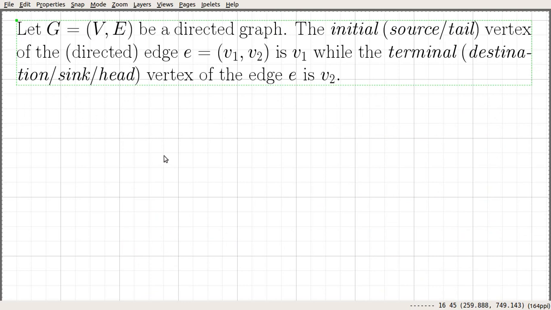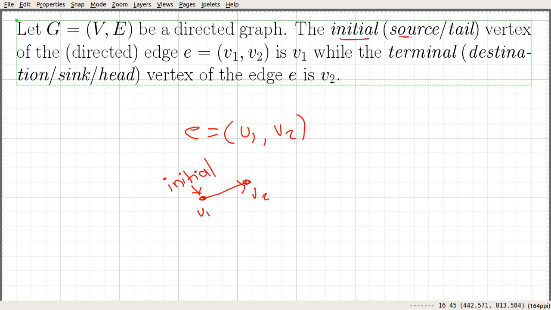And some more notations. So suppose that we have this edge b1 b2, and by definition we write the ordered pair b1 b2. We have this directed edge from b1 to b2. We call this vertex the initial vertex, or the source vertex or the tail vertex. And we call this vertex the terminal vertex, or the destination vertex, sink vertex, or the head vertex.